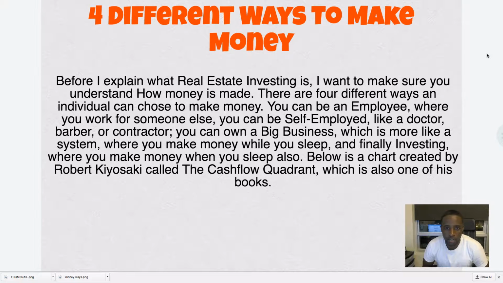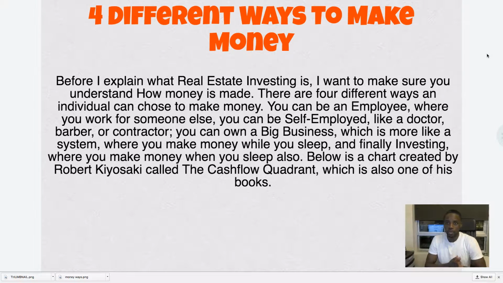Before I start talking about real estate investing, I want to talk about 4 different ways to make money. There are 4 different ways to make money in this world, and you want to make sure you understand how money is made, first of all. These are ways an individual can choose to make money. So you can be an employee. That's way number 1. An employee is where you work for someone else.